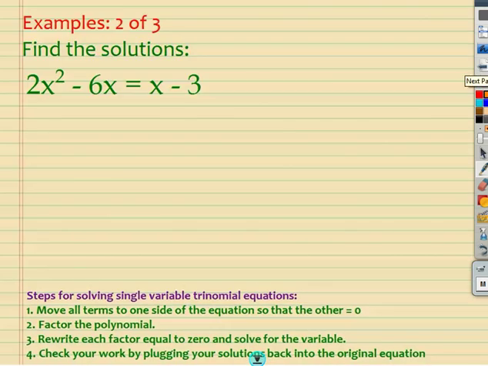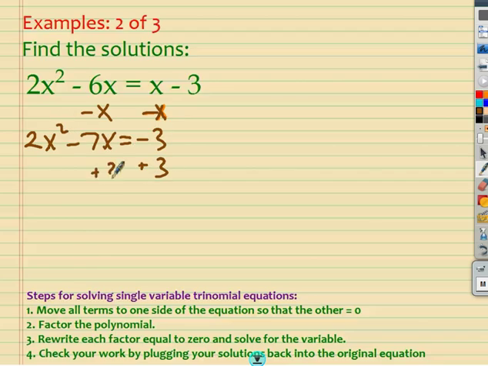Here's our next example. In this example, we do not have all of the variables on one side of the equal sign. So we're going to subtract x from each side, and we're going to carry all the x's to the left. This will give us 2x squared minus 7x equals negative 3. Let's add 3 to each side to finalize our problem. We will have only 0 left on the right side, so I can write 0 on the right side.